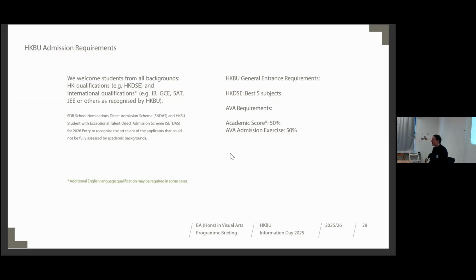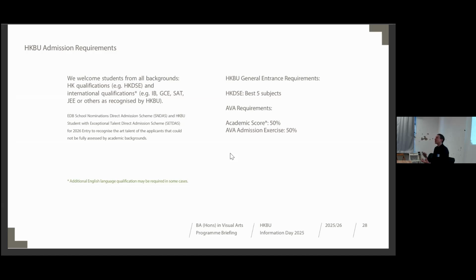The general HKBU entry requirements, best 5 subjects, so it's the average of your best 5 subjects. And AVA requirements are academic score and AVA admission exercise, 50-50. The reason for that is that we don't simply want students who have done well academically in the DSE. We want students who have great potential as visual artists. So we try to judge that potential through our admissions exercises. And then we balance that, 50% academic score, 50% admission score.